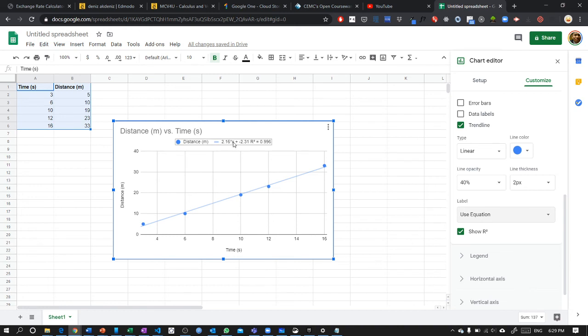The slope is 2.16 and the y-intercept is negative 2.31, which means this is not realistic at a very, very low time, or a time close to zero. Okay, all right, those are the basics of scatter plots and lines of best fit using Google Sheets. Remember, you will need to learn how to do this for your common activity.